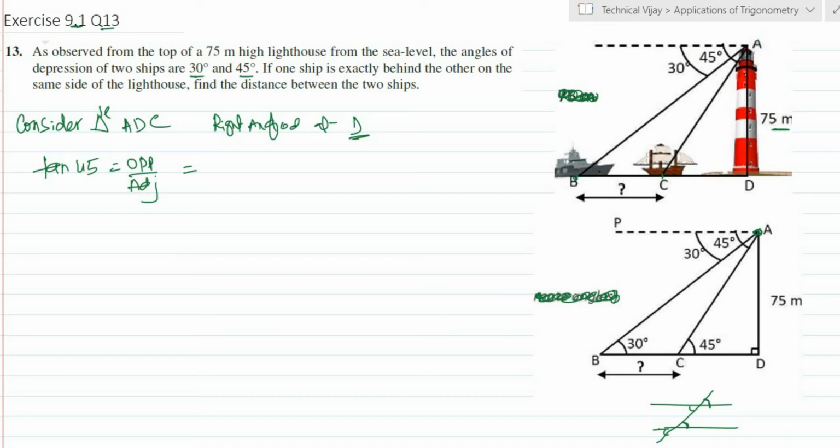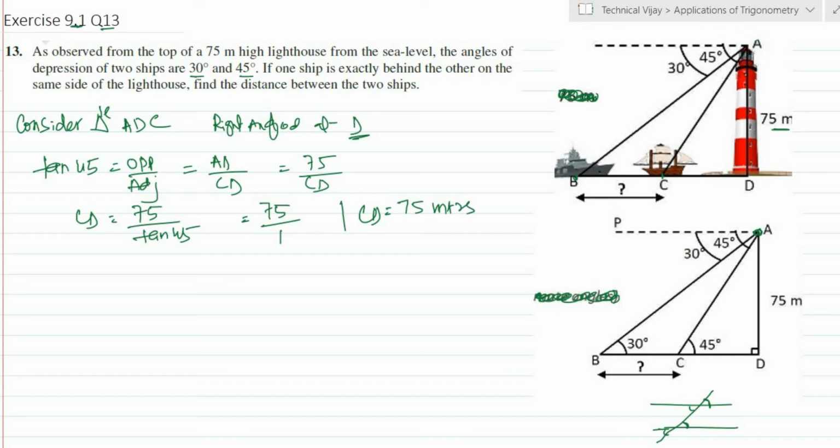So the opposite side is here AD, divided by CD. AD is equal to 75 meters, and CD we have to calculate. So CD is equal to 75 divided by tan 45. Tan 45 is equal to 1, so 75 divided by 1. CD is equal to 75 meters. So this distance we got, this is also 75 meters.